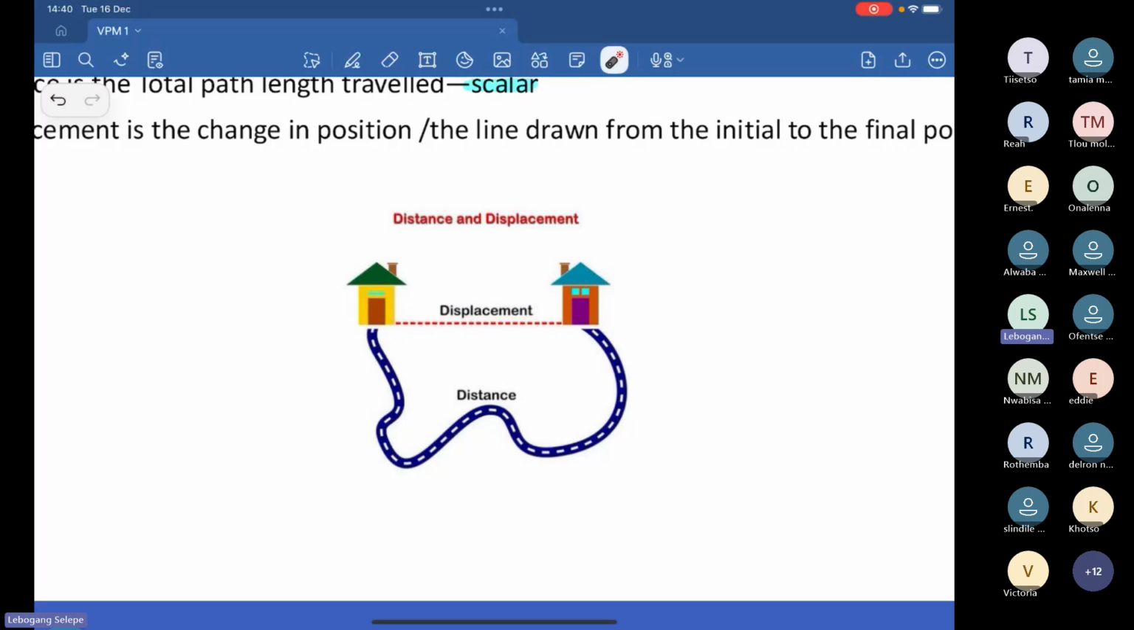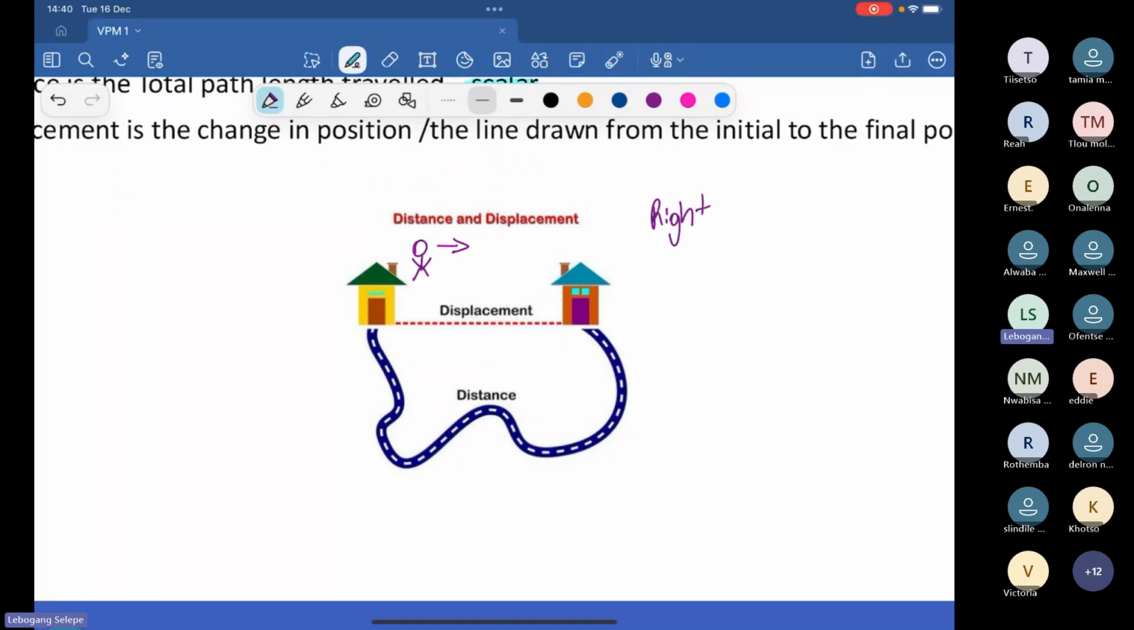So whenever you give the direction of the displacement, you look at where the object went, right? If let's say you are the object, you started here and you traveled in that direction, so the displacement would be the direction in which you traveled, right? So you were displaced to the right. You started here, then you moved to the right. So basically we would say you were displaced to the right, right?